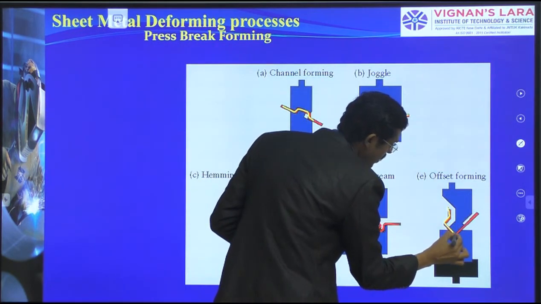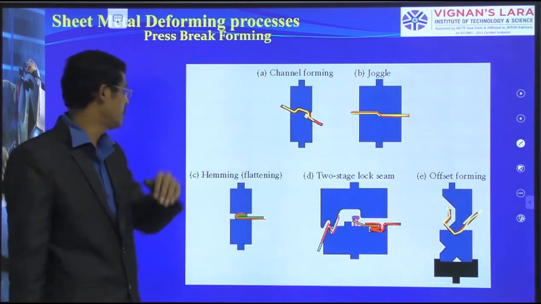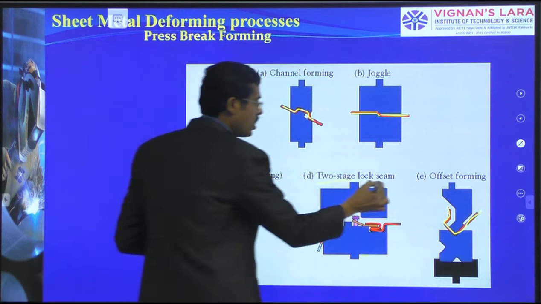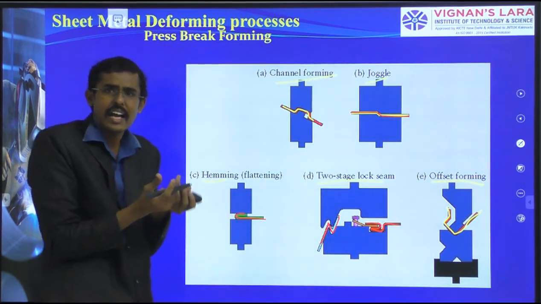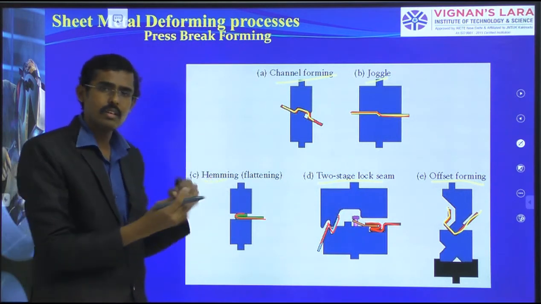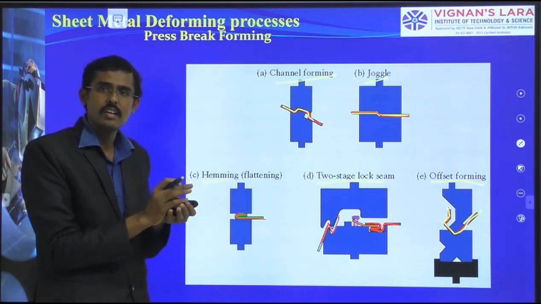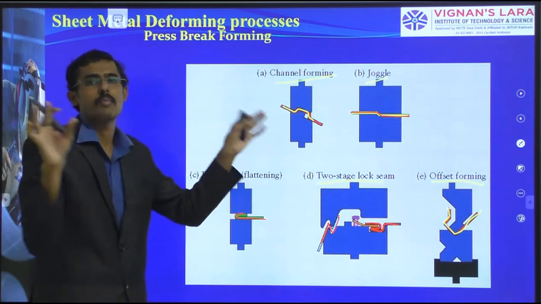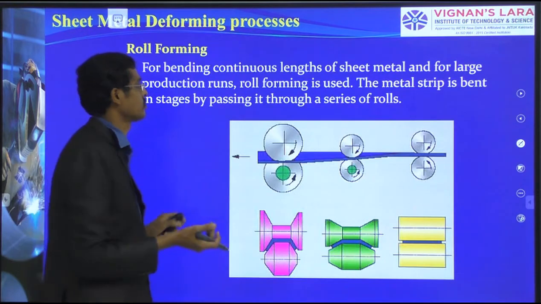Such as the various bending actions I have done, some different forming I have done. So hemming, two-stage lock seam, offset forming, joggle, channel forming. Some different actions I am doing to convert into different products by squeezing, bending, stretch forming, and coining operations. So such understanding you can get from this.